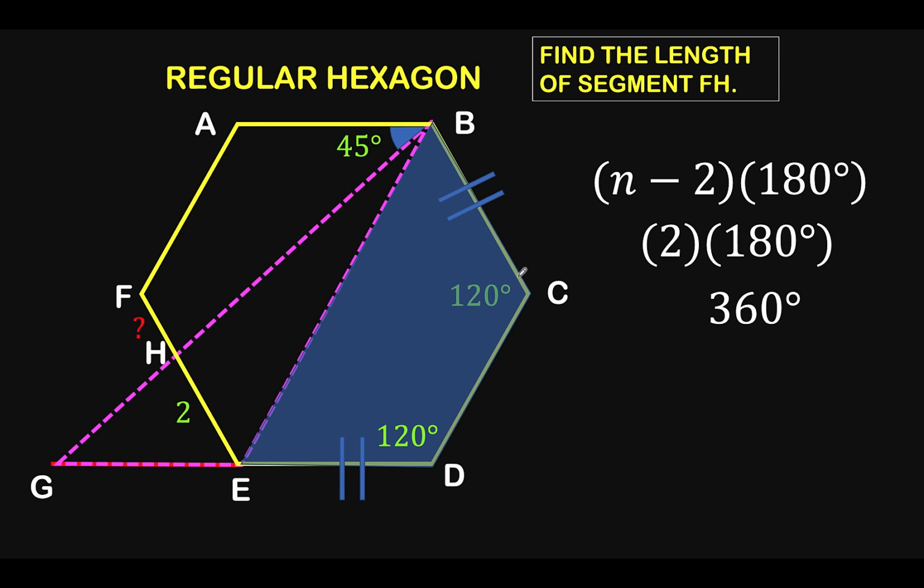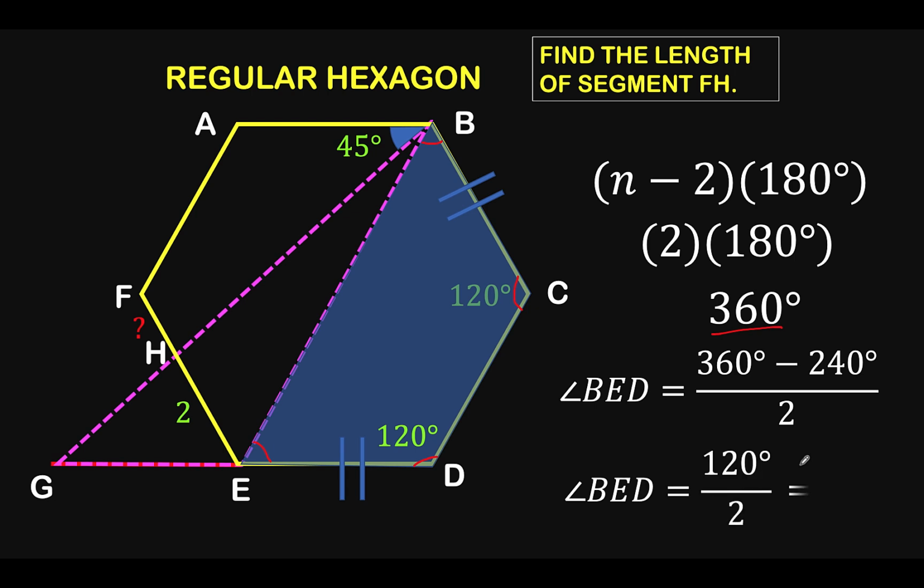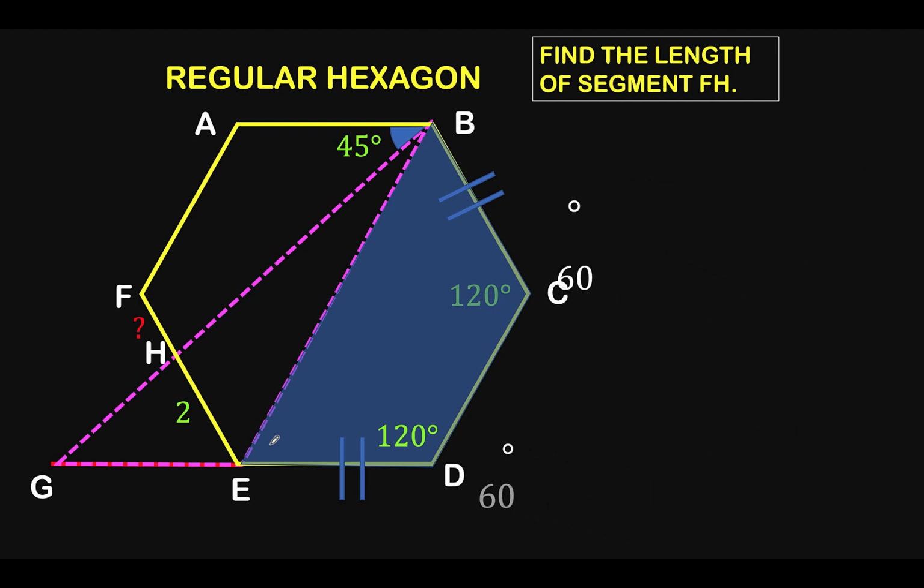We already know the measure of this angle and the measure of this angle. And these 2 angles here, the base angles, are equal. And the sum of these 4 angles is 360 degrees. Therefore, to find the measure of angle BED, we can compute it by subtracting the sum of 120 and 120, which is 240, from 360 degrees, and then dividing it by 2 to arrive at angle BED equals 60 degrees, the same with angle CBE because these 2 angles are equal.